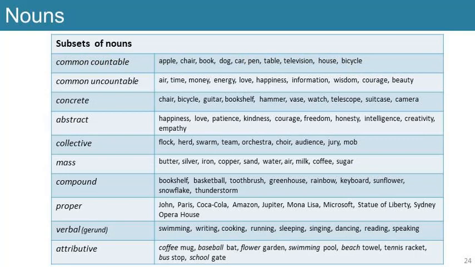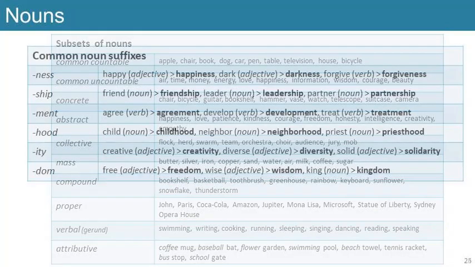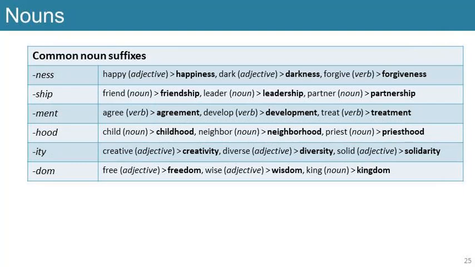There are many ways to classify nouns. The most common subsets are common, countable, uncountable, proper, concrete, abstract, collective, mass, and compound. The last set of examples, attributive nouns, show the use of nouns modifying nouns. In other words, nouns functioning as adjectives. Note that verbal nouns are commonly called gerunds. A final formal note about nouns is that they can be derived from other parts of speech and identified as nouns by common suffixes. Here are several examples.